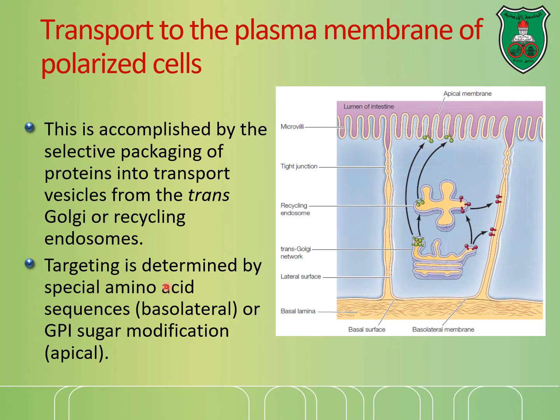So proteins that are targeted to the apical side of the cell, to the apical membrane, are modified by the addition of GPI sugars, or sugars associated with glycosylphosphatidylinositol. Whereas basolateral proteins have a special amino acid sequence. I'm not going to specify what the sequence is. It's a certain sequence of amino acids. Okay.